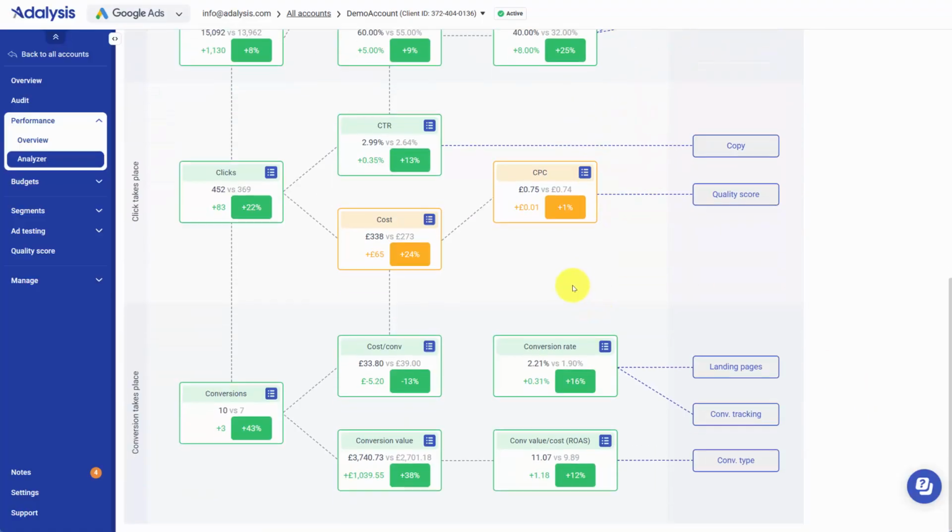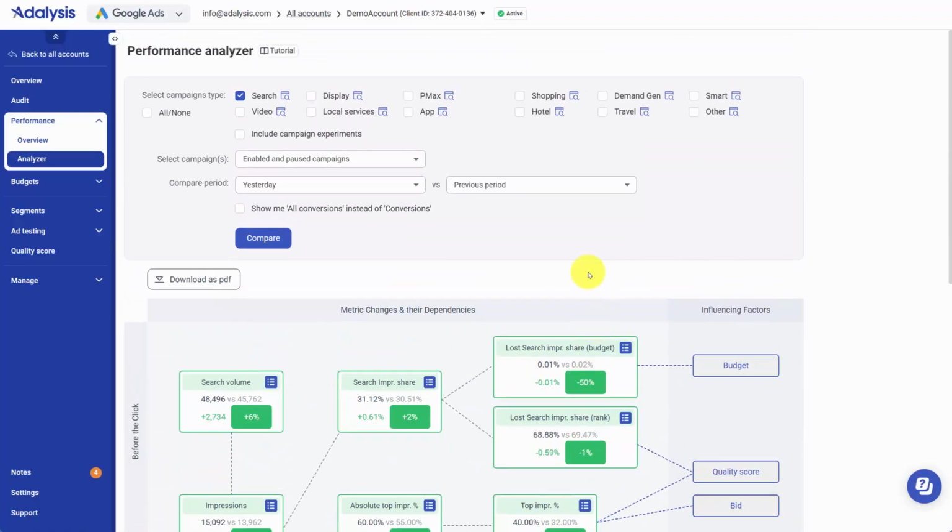So when you're looking for a visual flowchart to really understand the root cause analysis and trace metrics and find a starting place for any investigations, the Performance Analyzer is a great tool to really visualize what that looks like, then isolate the areas that are responsible for those changes to metrics in your account.